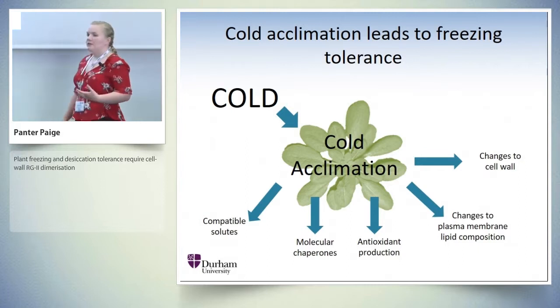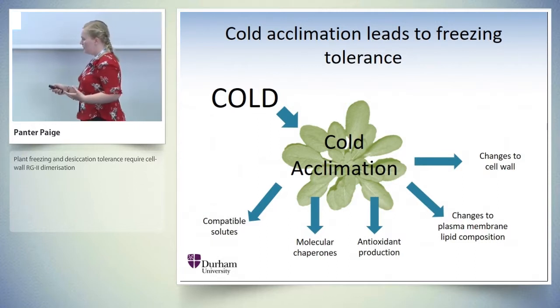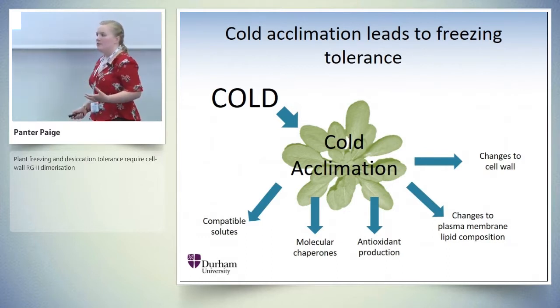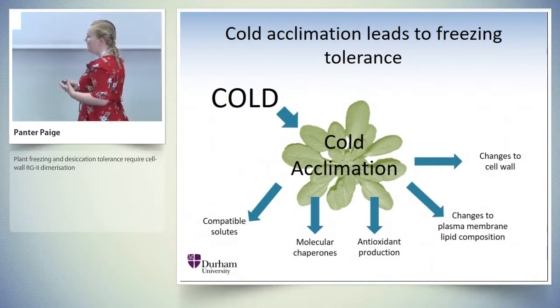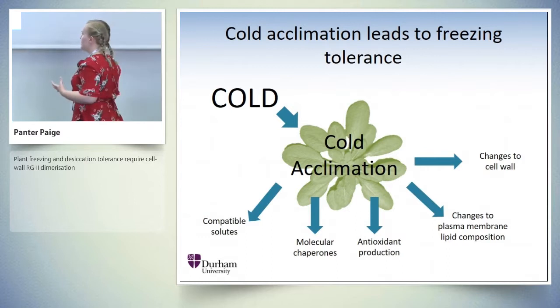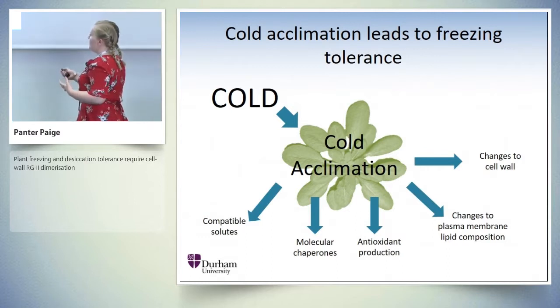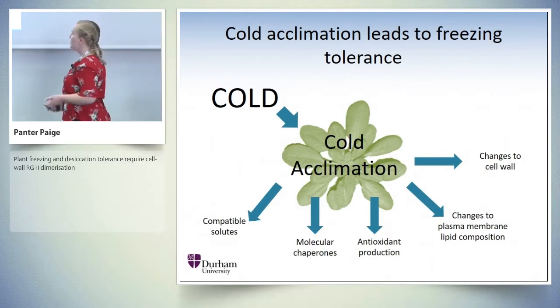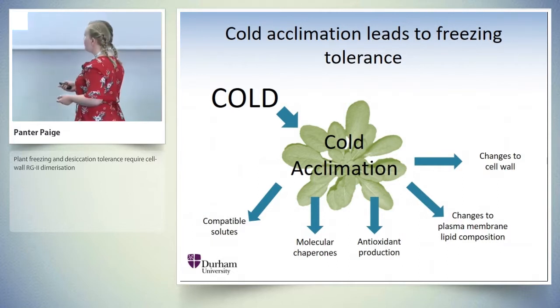And these changes include, but are certainly not limited to, the production of compatible solutes to protect membranes, molecular chaperones to protect proteins from denaturation, antioxidant production to protect against reactive oxygen species, changes to the plasma membrane, which is quite an important one to keep the membrane fluid during decreasing temperatures, and also changes to the plant cell wall.